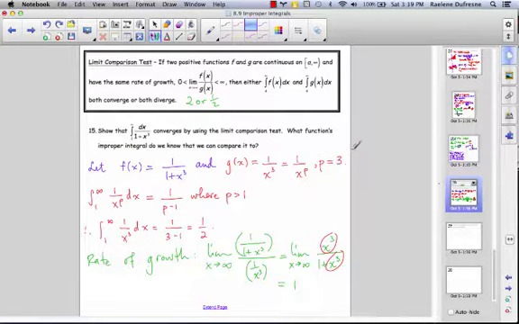infinity. So therefore, by the limit comparison test, we know that our unknown function with unknown integral behavior and our function with known integral behavior that does converge have the same rate of growth, and therefore the given integral converges. To what, how much it is, we don't know, but we do know that it converges.